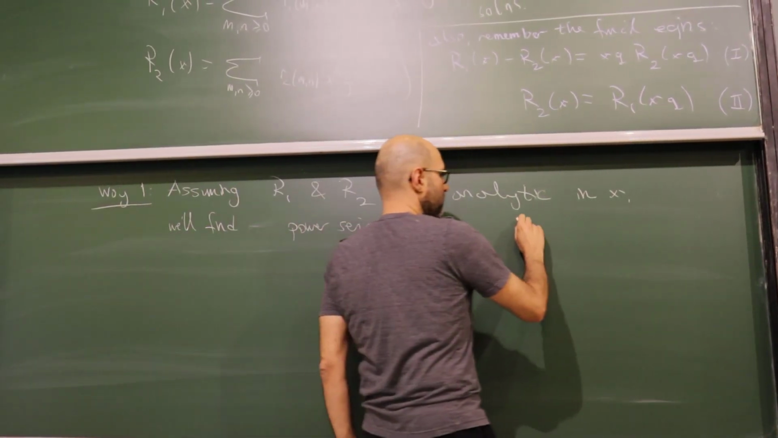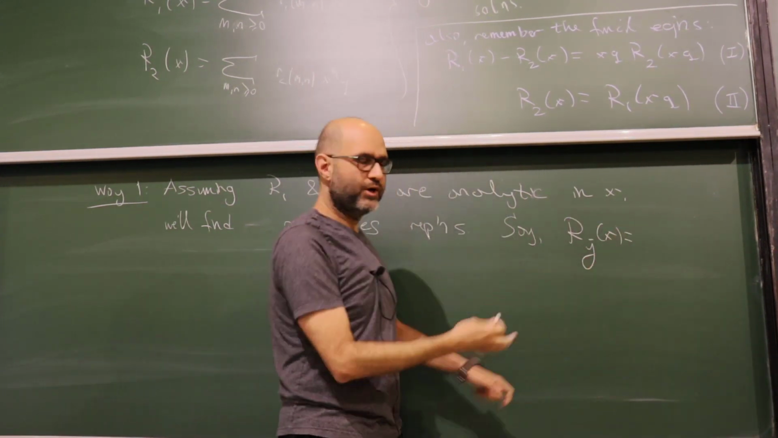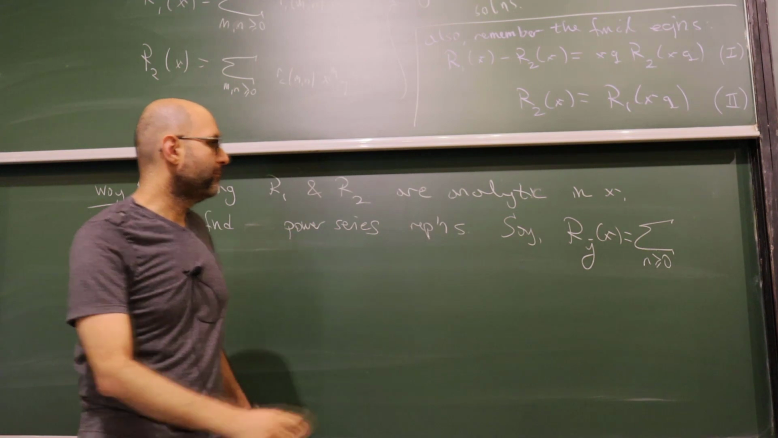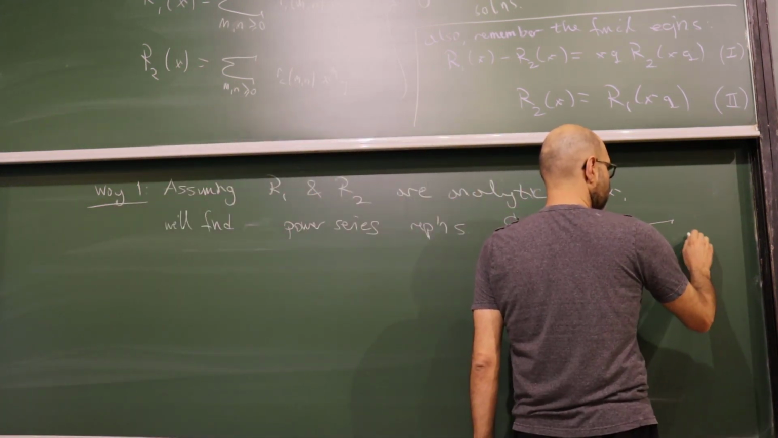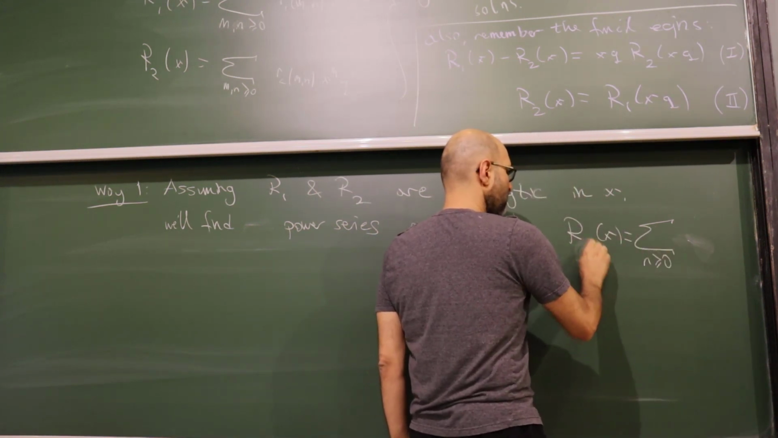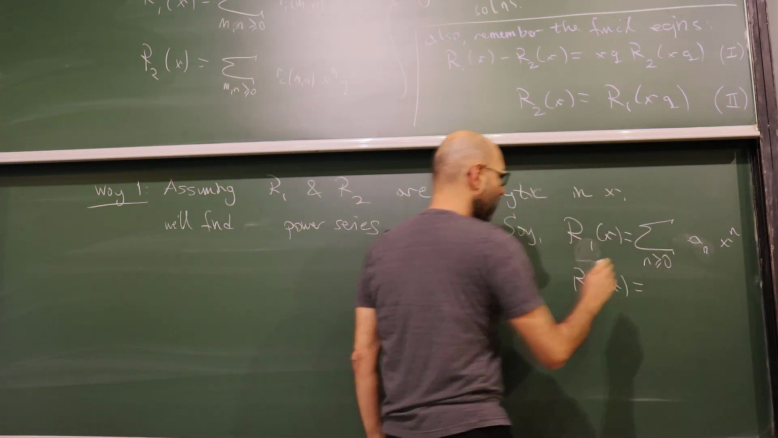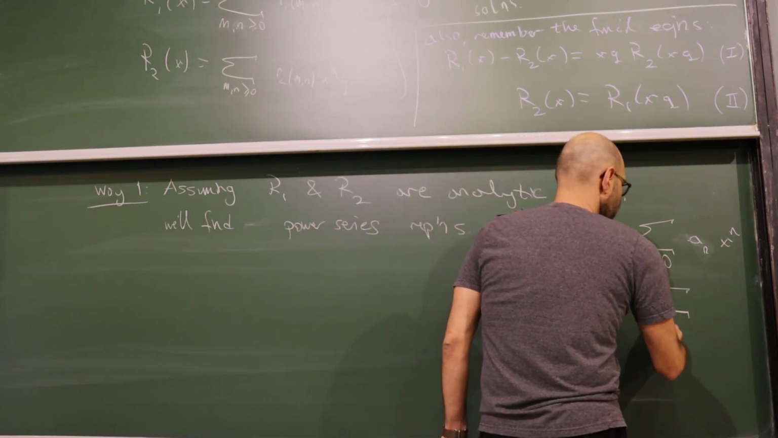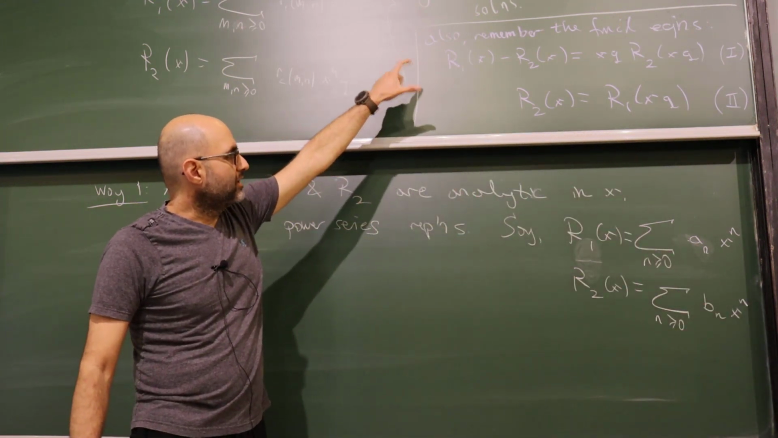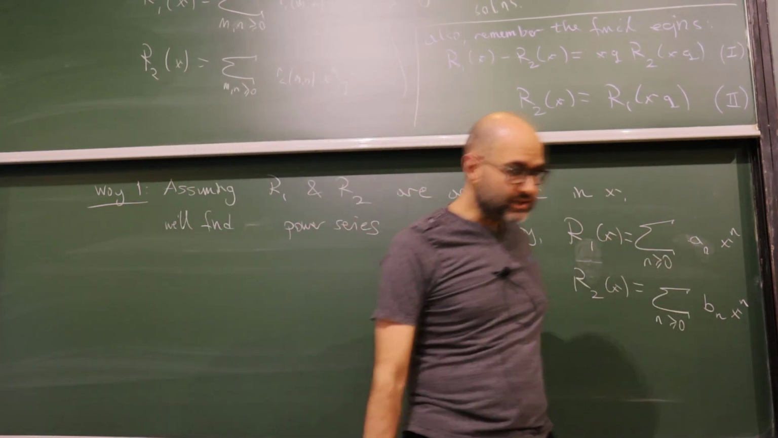So if we write Rj, where j is 1 or 2, equals a single unilateral sum, R1 of x equals the sum over n greater than or equal to 0 of a sub n x to n, R2 of x, I don't want a profusion of indices, equals the sum over n greater than or equal to 0 of b sub n x to n. Then we can translate number 1 and number 2, the functional equations, into recurrences between a sub n and b sub n.